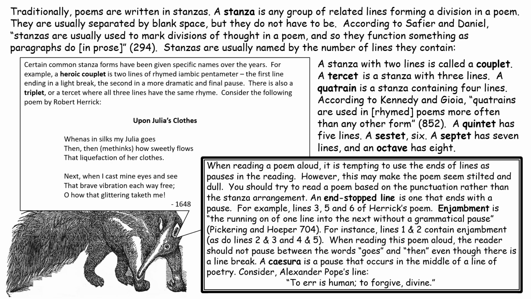An end-stop line is one that ends with a pause. So, for example, in Herrick's poem, lines 3, 5, and 6 are end-stop lines. So in line 3, it says that liquefaction of her clothes, period, right? So really, I should have read this, when as in silks my Julia goes, then methinks how sweetly flows that liquefaction of her clothes, and then I can pause. And 5 and 6 also have a pause at the end of the line. That brave vibration each way free, there's a semicolon there, so I should pause for a brief moment. Oh, how that glittering taketh me, and then that ends in an exclamation.